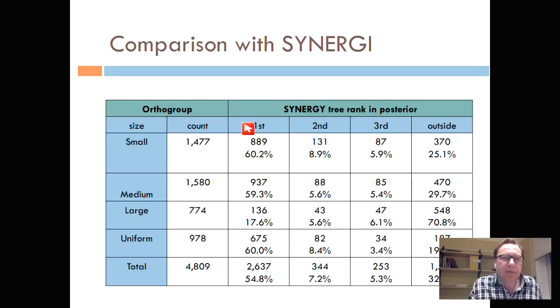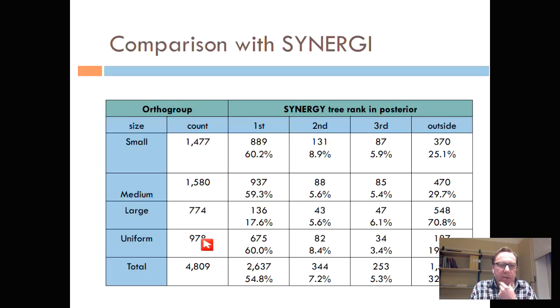So when we compare, we look at 4 different percentage values here. First, how often does our method claim that the tree they pick is the one with the highest posterior? How often do we get the tree that they pick as the tree with the second highest posterior? And how often do we get the tree that they pick as the one with third highest posterior? And another interesting quantity is, of course, how often do we not encounter the tree that SYNERGI picks at all in our posterior? So how often is it outside the posterior?